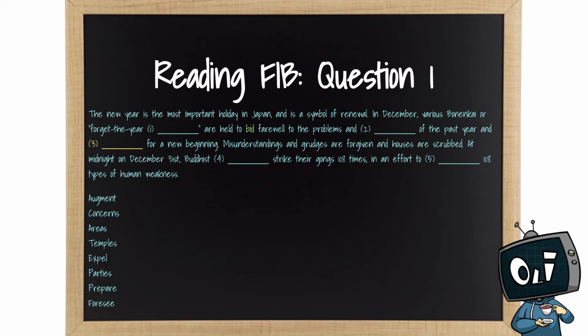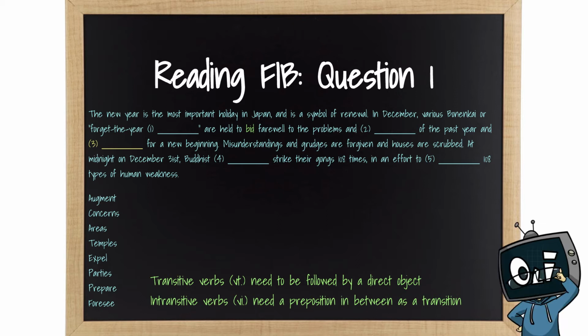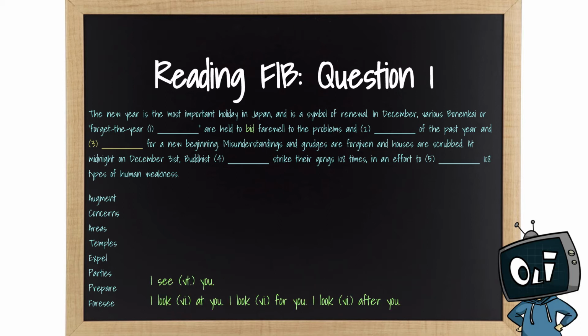It is being used as an intransitive verb. Most verbs can be categorized as either transitive or intransitive, with some words usable as both. A transitive verb will need to have a direct object, while an intransitive verb needs a preposition used with it. A very good example would be the words see and look.